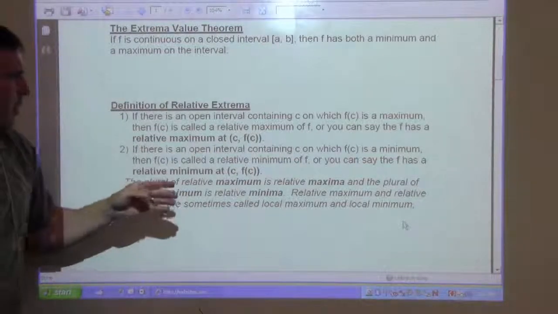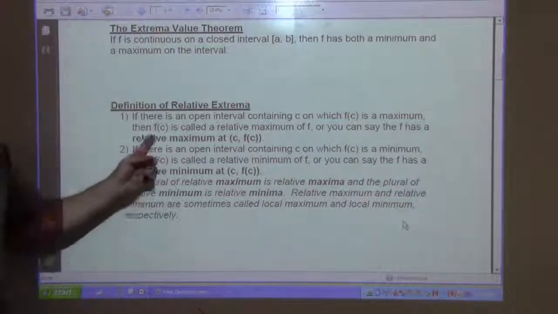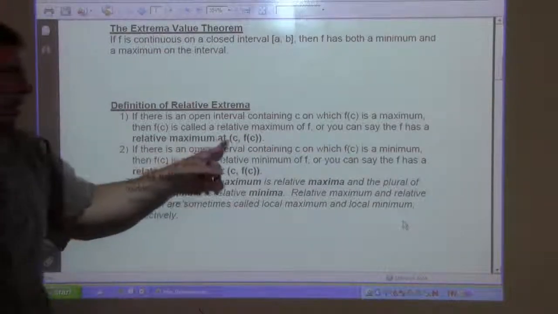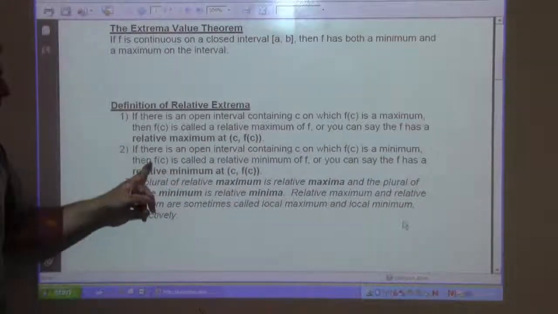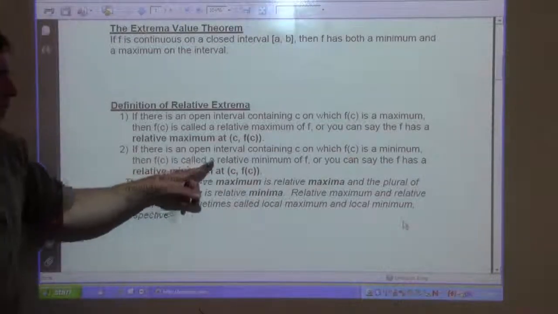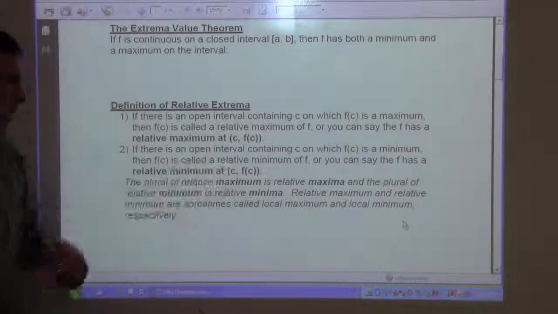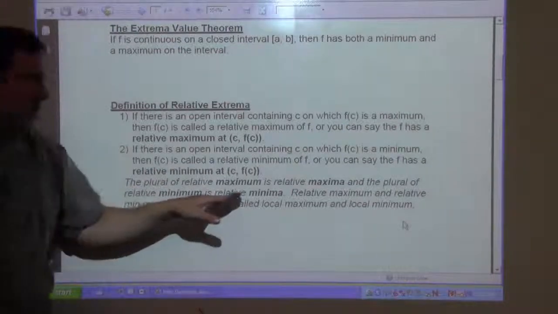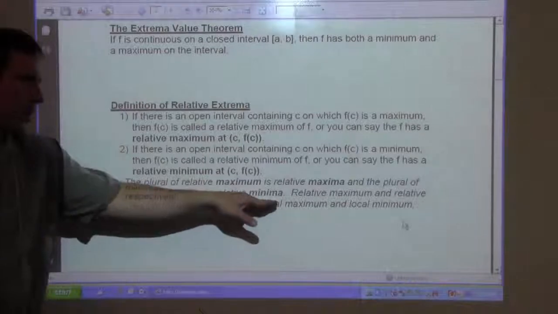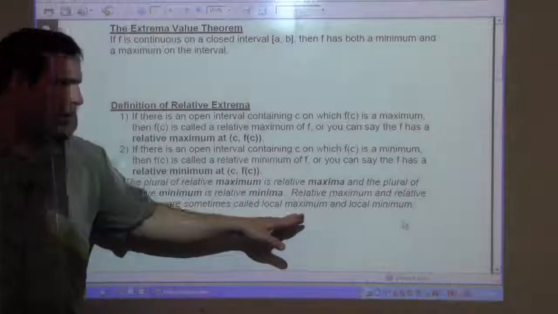Definition of relative extrema. If there is an open interval containing c, on which f of c is a maximum, then f of c is called the relative maximum of f. Or you can say f has a relative maximum at c, f of c. If there is an open interval containing c on which f of c is a minimum, then f of c is called a relative minimum of f. Or you can say that f has a relative minimum at c, f of c. And the plural of relative maximum is relative maxima, and the plural of relative minimum is relative minima. Relative maximum and relative minimum are sometimes called local max and local minimum.